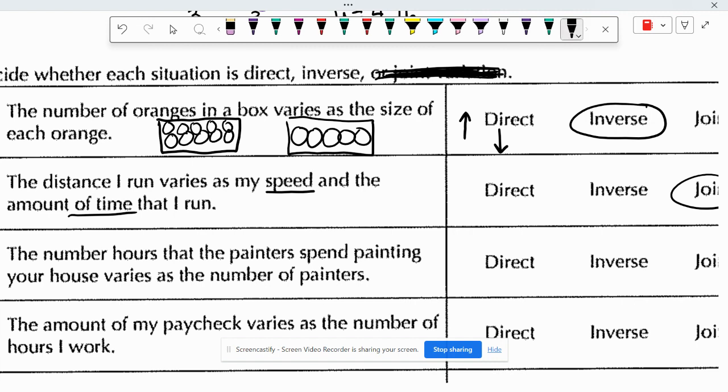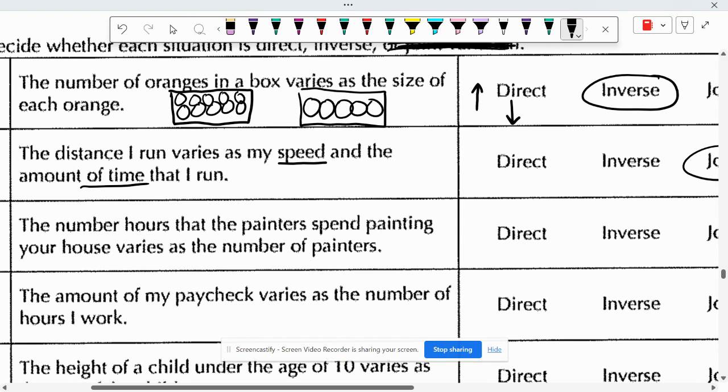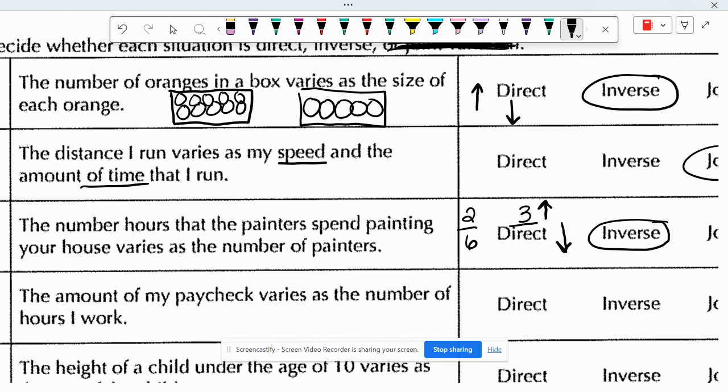All right, the number of hours that a painter spends painting your house varies as the number of painters. So if I have two painters, let's say it takes 6 hours. But if I have three painters, it's going to take more time or less time? Less time. So as the number of painters increases, the time that they spend painting decreases. Inverse. Yeah.